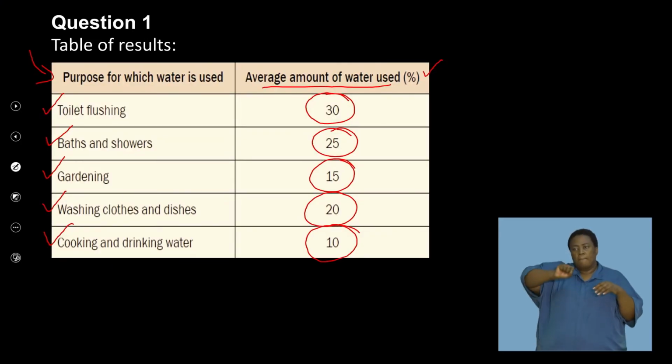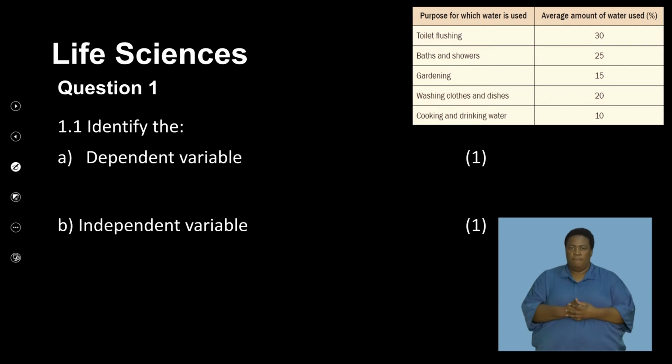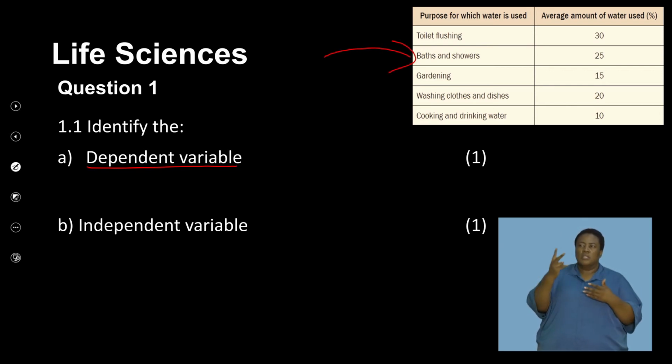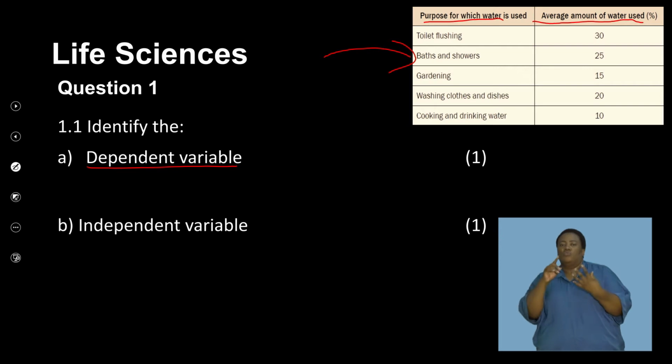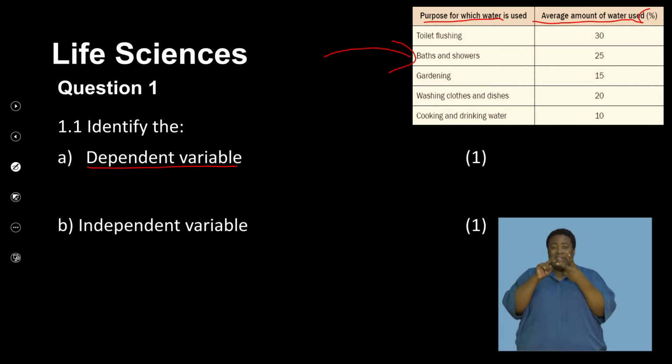Okay, so this is what they collected, and again, a very important exercise in terms of establishing where most of the water is being used. So a few questions that they had to respond to. Firstly, in this study, identify the following. The dependent variable. And so guys, when we look at this table, we can see that the investigation was carried out to look at the purpose for which water was used and the average amount of water that was used, calculated as a percentage.